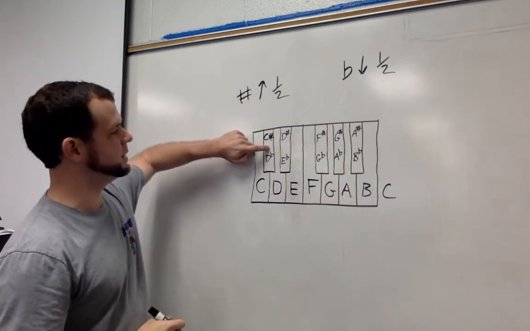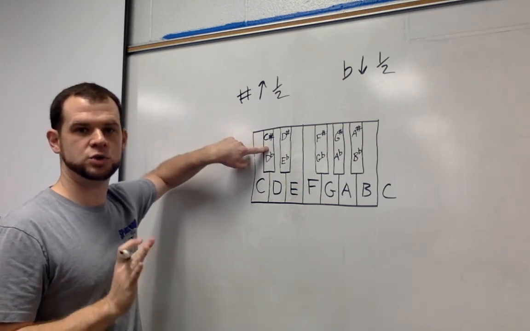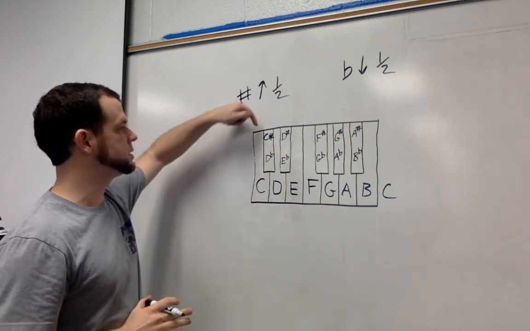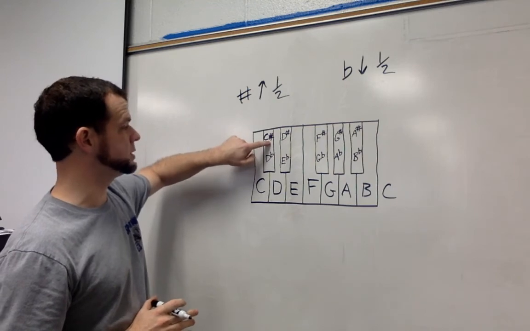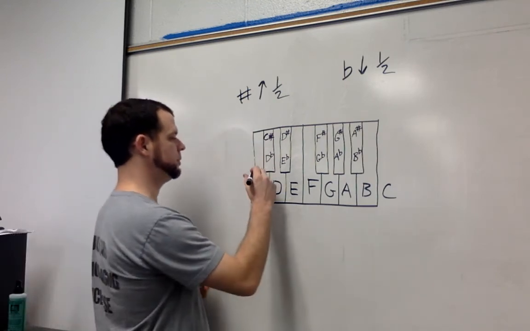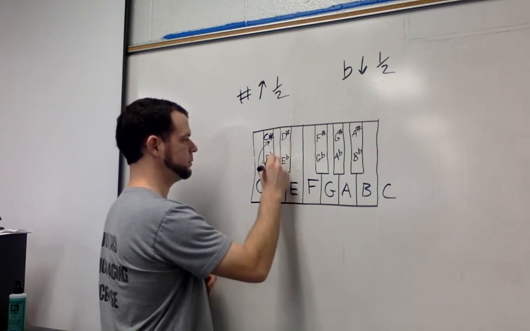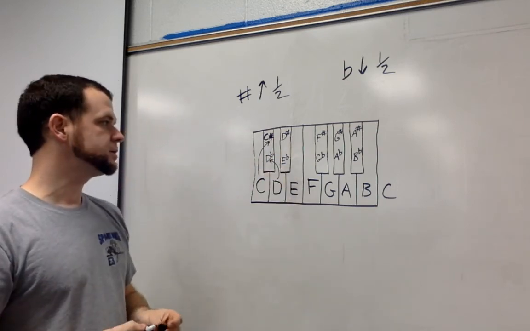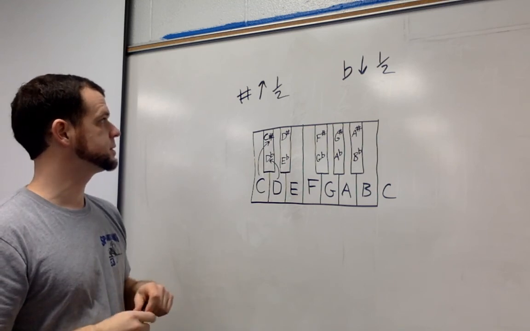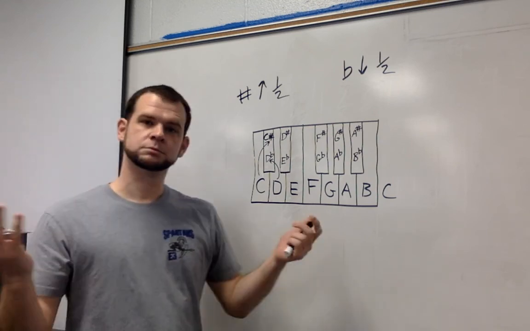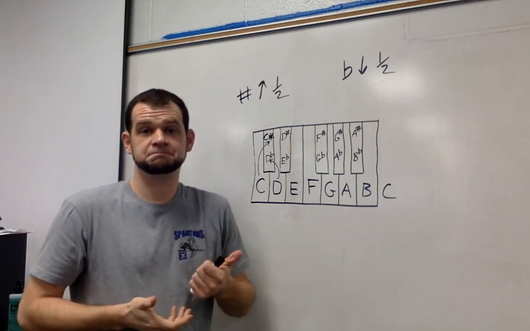So notice that each black key essentially has two names. This can be C sharp if you raise it, or D flat if you fall back. So we can raise them up, or we can fall them back. And that's really all there is to these. So, black keys on the keyboard, not a big deal.